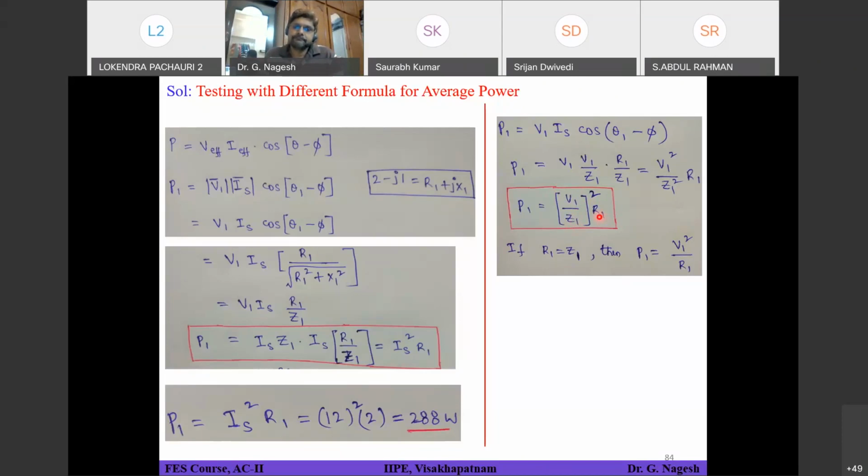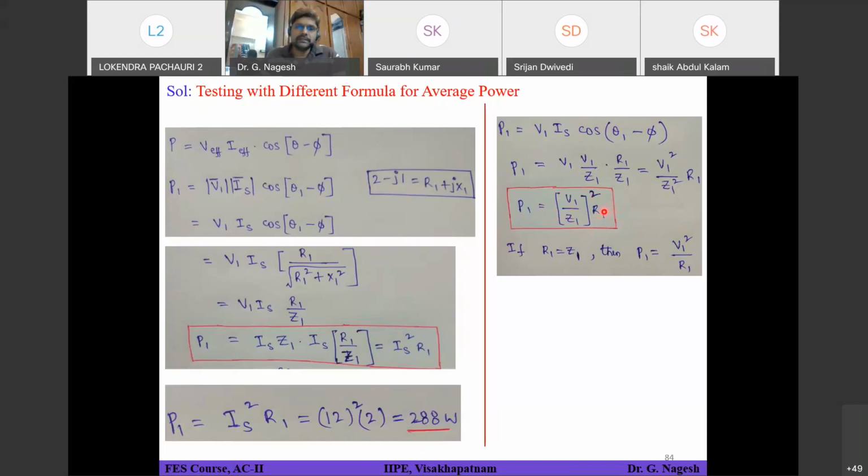Yes, sir. So you'll get something like 288 watts, close to that. Yes, sir, 287.9. So did everyone try that? If you add up this formula, you should get the same value of 288 watts.